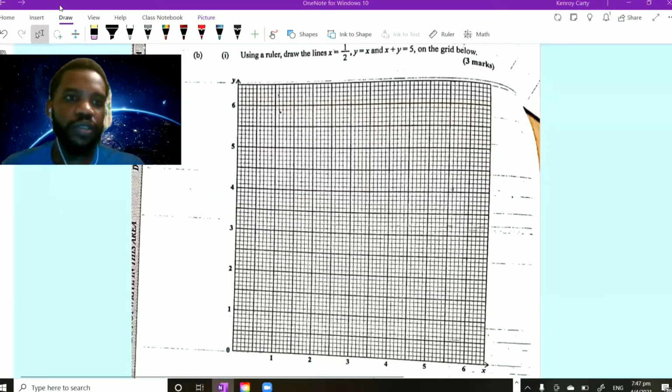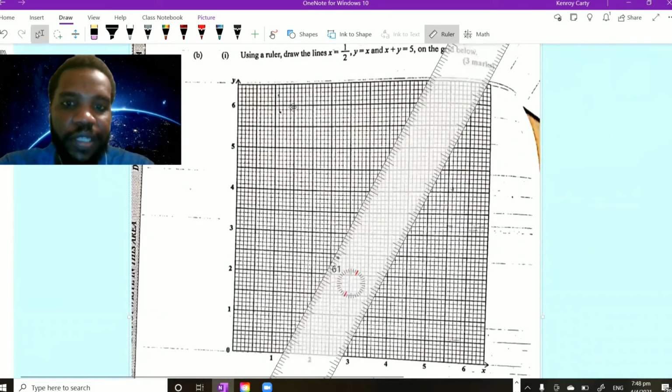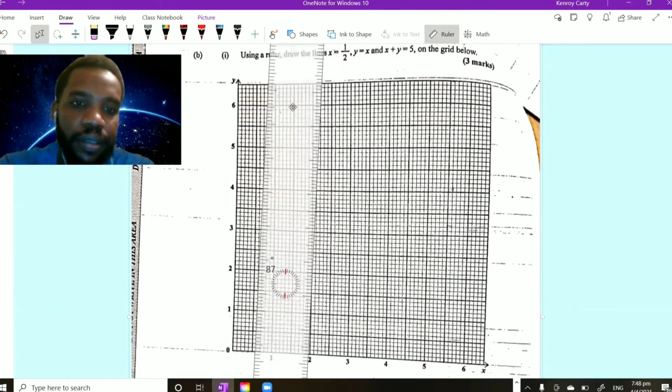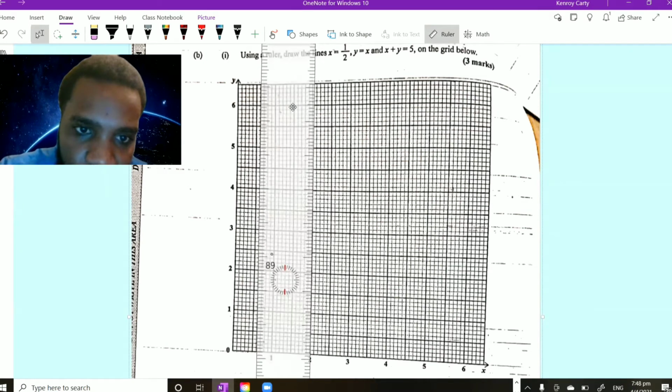All right, we'll move on to part B of the question now. That says, using a ruler, draw the lines x equal a half, y equal x, and x plus y equal 5 on the grid below. Now, x equal to a half. Let me start with that. So I'm going to get my straight line. Oh, in fact, let me pull up my ruler here. X equal a half means that you're going to find a half on the x-axis.